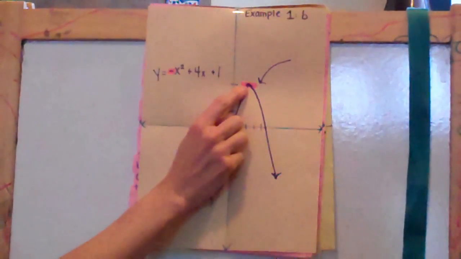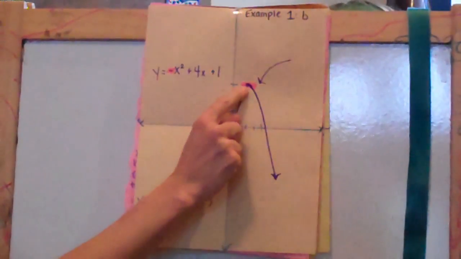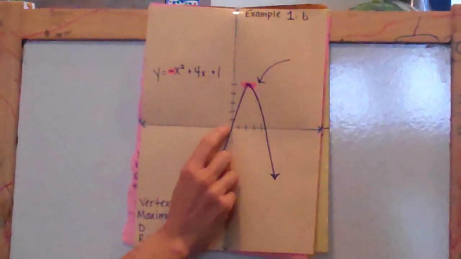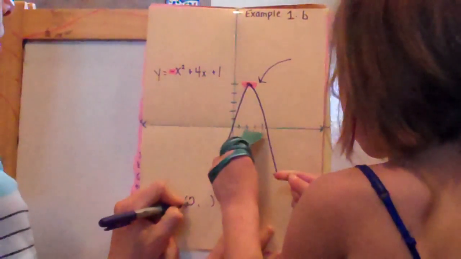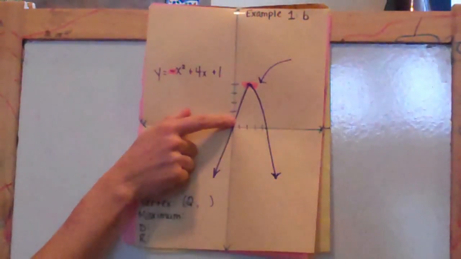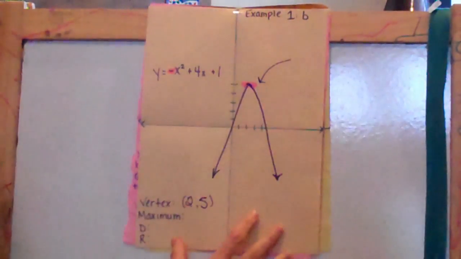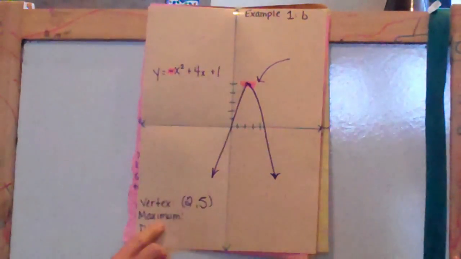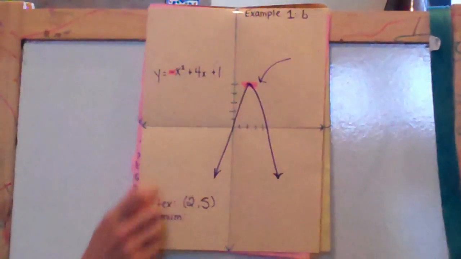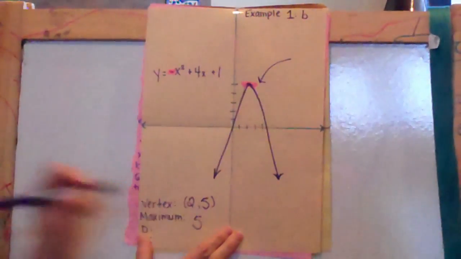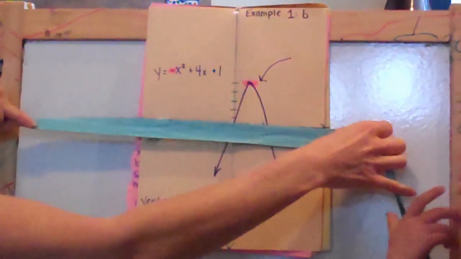On here we see that we have a negative parabola, so it is a downward facing parabola. And the vertex right here would be over 2 for your x value. And up on your y, 1, 2, 3, 4, 5. So your vertex then becomes 2, 5. Now, this one has a maximum instead of a minimum. The highest point on this graph is 5. Pretty simple.